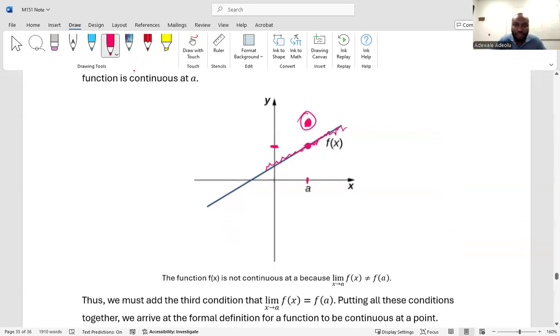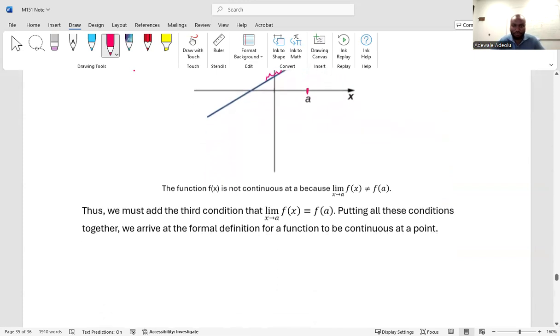So that leads us to condition 3. So here we say this function is not continuous at point A because the limit is different from the value of that function at A. So we must add the third condition that this must happen.